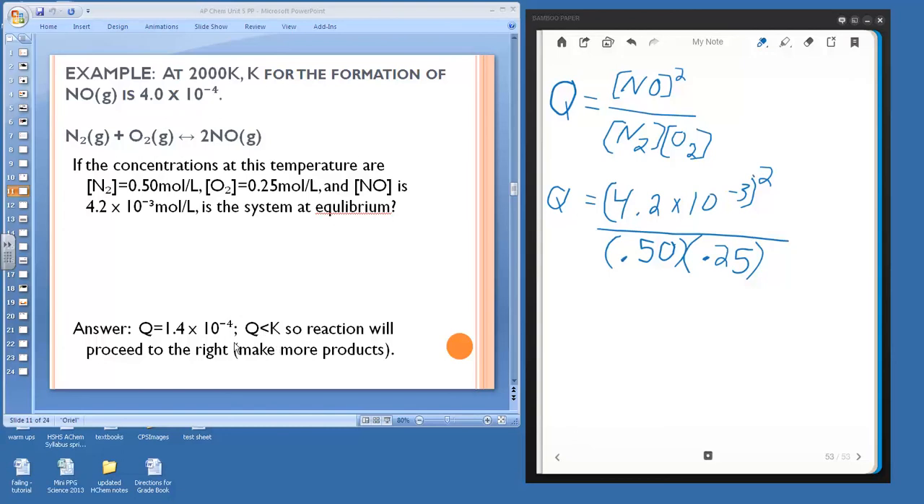So the reaction is not at equilibrium yet. And what it's saying is that right now, the ratio between the products and the reactants is less than it should be. It's a smaller number than it should be. So to fix that, we're going to have to add more products, and when we add more products, we're obviously going to remove some reactants until it gets to equilibrium. So we know this reaction will proceed to the right, or in other words, it's going to make more products.